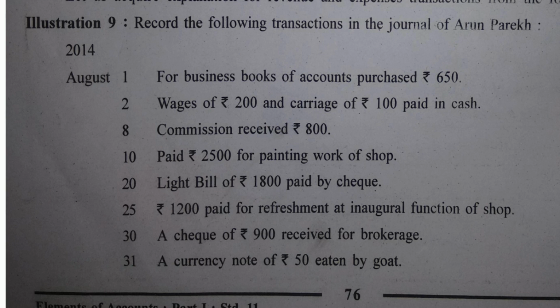So moving towards the next transaction on 20th of August, it says light bill of rupees 1800 paid by check. Here the word check is involved and paid by check. That means bank is giver. Bank will be credited. Light bill is an expense and hence the journal entry for this is, you can also check it on page number 77 in your textbook on 20th of August. Electricity expense account debit 1800 to bank account 1800 again.